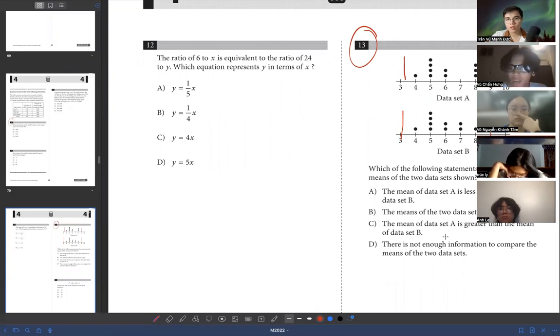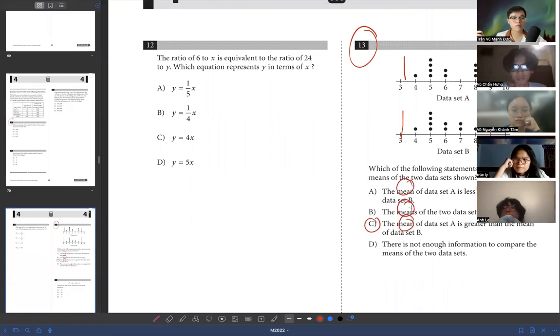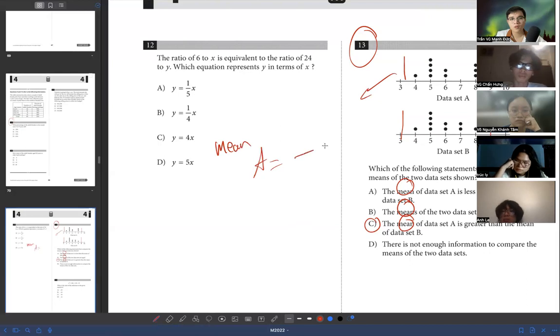C. Let's see. Firstly, you just have to calculate because they're asking about the mean, right? Yeah, they're asking for the means. So you just calculate the mean. How can you calculate the mean of A? Take the sum of every integer and divide by the number of integers. So can you precisely tell me how to do it?